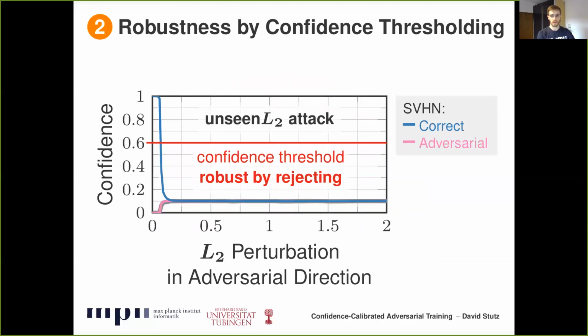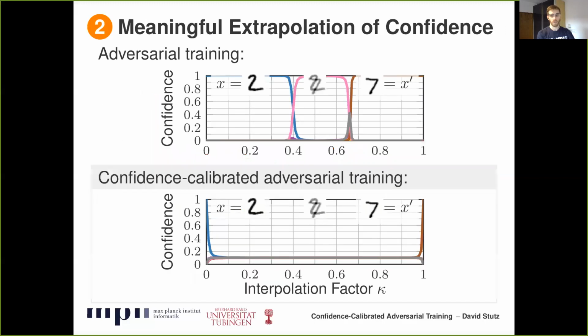This also generalizes to other threat models. Here, this is shown for an L2 attack. However, I will also show results for L0 and L1 attacks as well as adversarial frames. We also think that biasing the model towards low confidence predictions in unknown areas of the input space is a desirable goal in general.